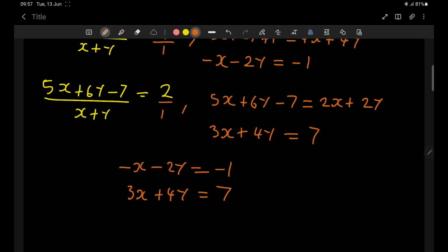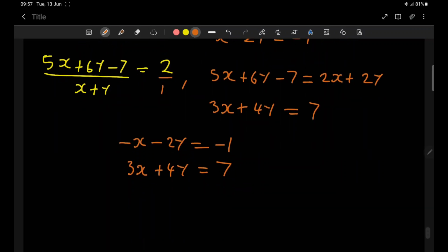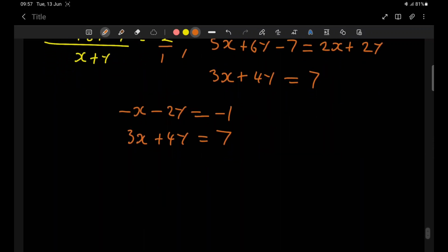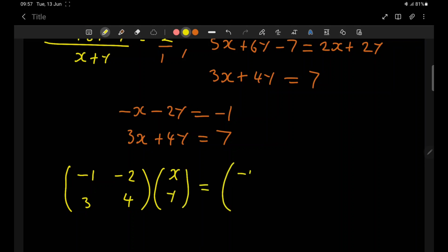Okay, so from there we can write them in matrix form. We pick the coefficients of the variables on the left hand side: negative 1, negative 2, then on the other equation we have 3 and 4. Then we have the variables x and y. Then the solutions, we have negative 1 and 7. So we've written it in matrix form.